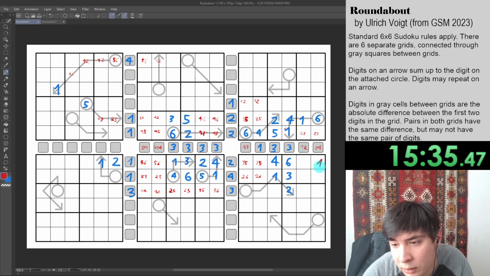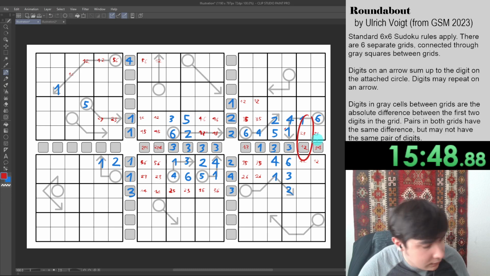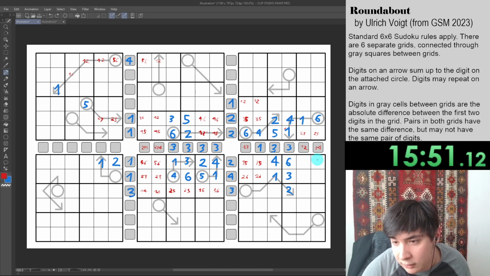We can still have a 1 up top here and a 5 down below. But yeah, up above here we have a 1 and a 2. And the 1s can't be across each other here, so that's actually confirmed to be a 1 in this spot and a 2 in that spot.